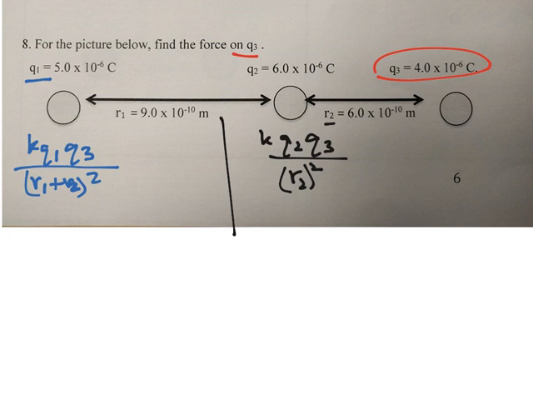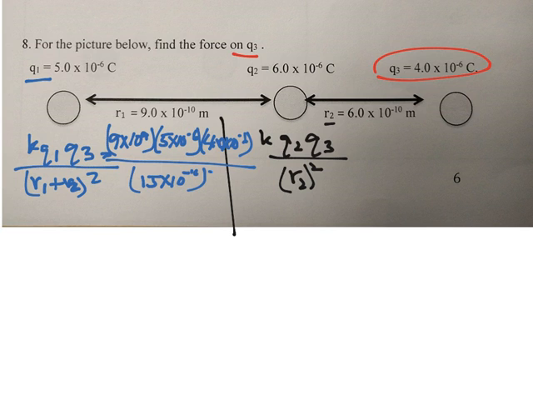So again, now once you've figured out that, it's do the math. So this is, K is 9 times 10 to the 9th times Q1, which is 5 times 10 to the negative 6, and this is 4 times 10 to the negative 6 over, if you add those, it'd be 15 times 10 to the negative 10th squared. Alright, plug it into your calculator, and you would get 8 times 10 to the 16th.